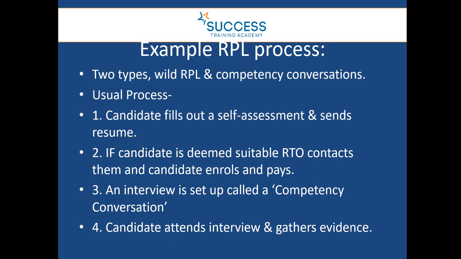Okay. There are two types of RPL: wild RPL and competency conversations. Wild RPL is where you gather up all of your evidence and you call up the RTO and say, look, I believe I'm eligible for this RPL, and here is my evidence. The other type is a competency conversation style, where a candidate will fill out a self-assessment. They'll send in the resume and self-assessment to the RTO.